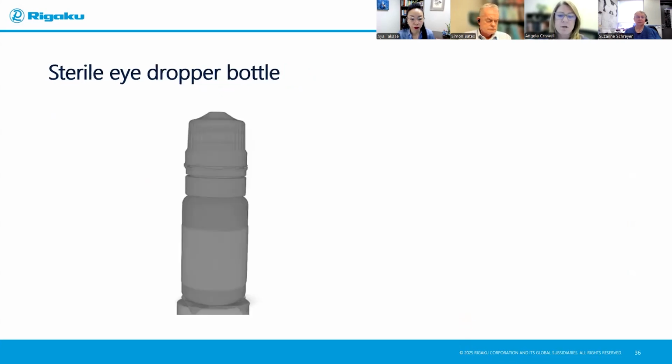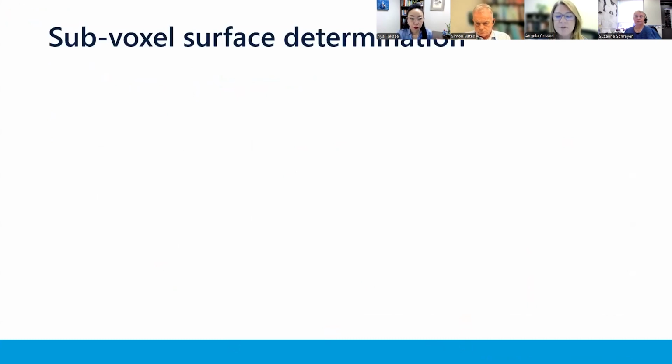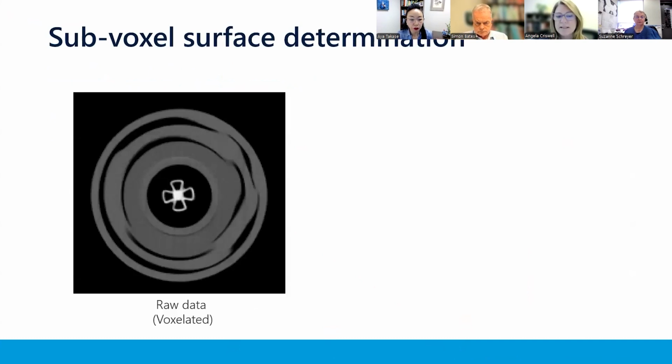So data were collected, and here is a 3D volume. On the right side is a 2D cross-section of the sample. You see that there's a very complex mechanism up top. In this case, we're not going to use voxel assignments. What we have to do instead is use subvoxel surface determination. So what does that mean?